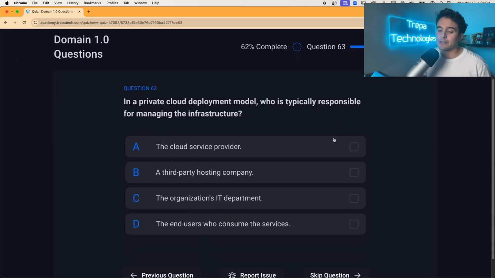Question 63. In a private cloud deployment model, who is typically responsible for managing the infrastructure? Okay, so private cloud. Depending on how you look at what a private cloud is, and there's obviously a textbook definition, but a private cloud could be like a data center that you run, that you create a cloud solution for.